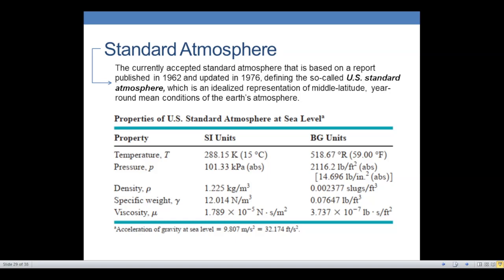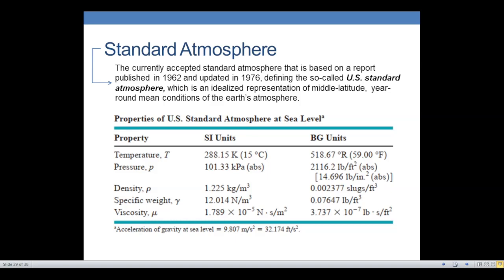Now take note that the temperature is expressed in Kelvin: 288.15 Kelvin. The equivalent of that in Celsius is 15 degrees Celsius. So at sea level, the temperature that we're going to use must be 288.15, that's the standard. And the pressure should be 101.33 kilopascal. Actually, that is 1 atmosphere.